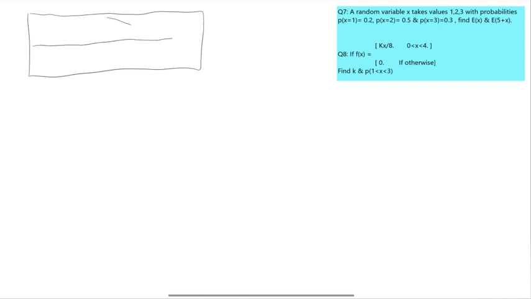So we're going to represent x here, and we're going to put f(x) here. This f(x) represents the probability value. So here we have x as 1, 2, and 3, and when x is 1, the probability is 0.2. When x is 2, the probability is 0.5, and when x is 3, the probability is 0.3. So if we are looking for E(x), it is going to be equal to x multiplied by f(x). This is basically the formula for mathematical expectation.